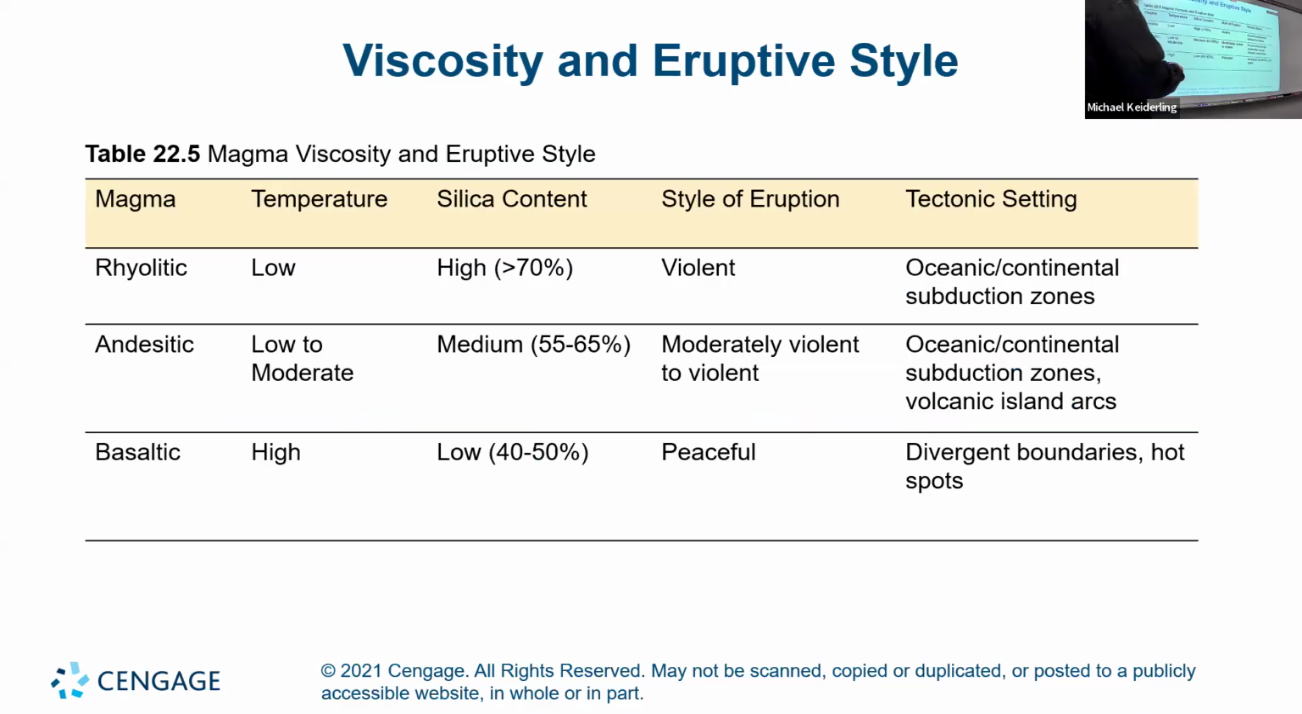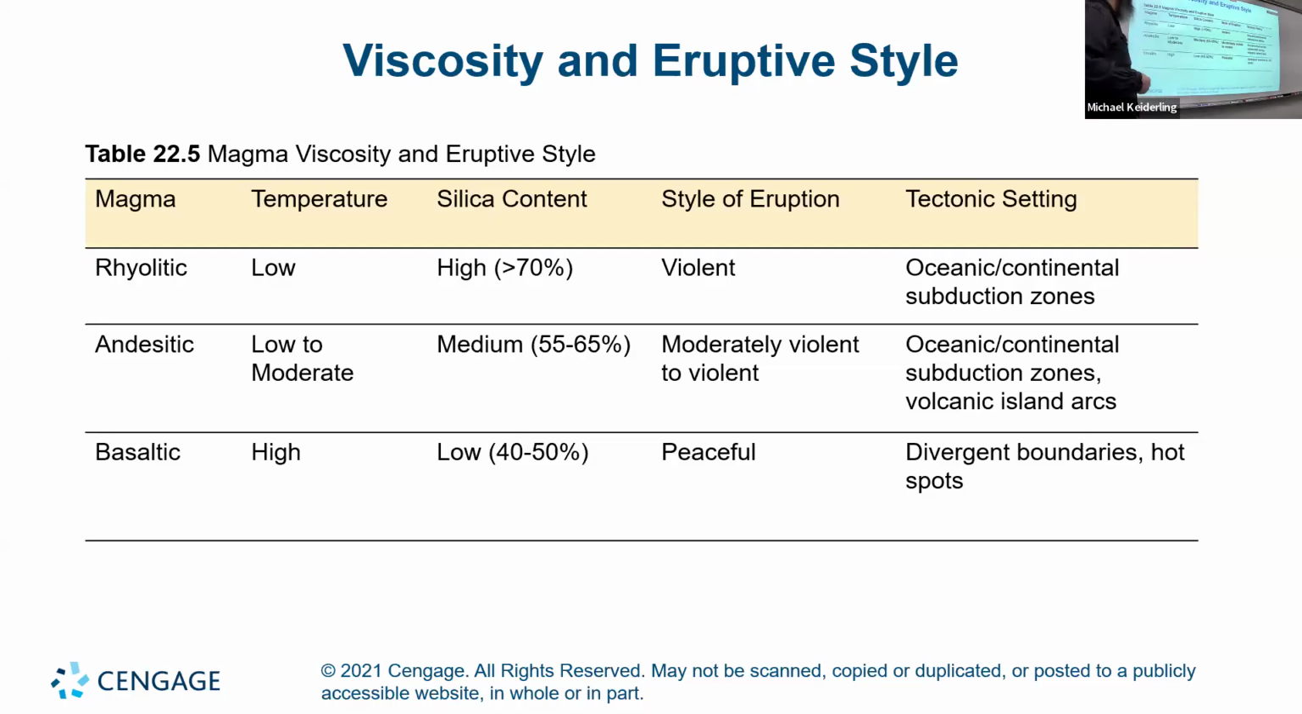So rhyolitic magma that is low in temperature and high in silica content generally has violent eruptions. You generally see this in oceanic-continental subduction zones, like the Cascades. The famous one being Mount St. Helens in the US, which literally blew its top off. It ended up over 1,000 feet shorter because it blew the side of the mountain off when it erupted quite violently.